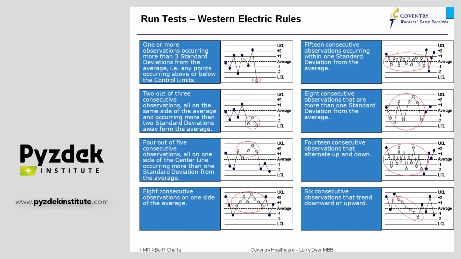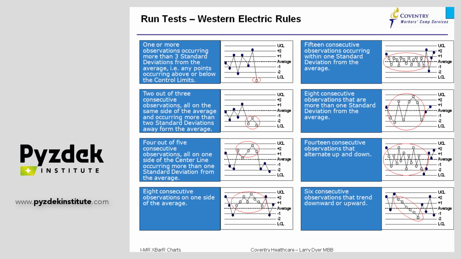Then this chart, this was the run test, and these are the special conditions that have been identified over the years as being something that is other than random. And so I just included these because a lot of people don't know what all of these are. So comment? Yes, go ahead.